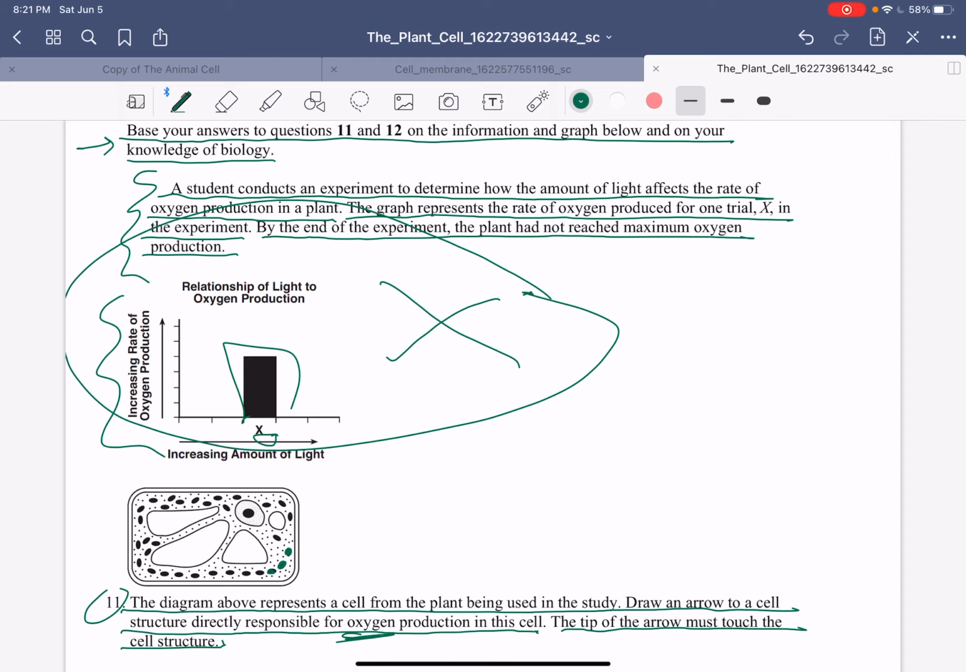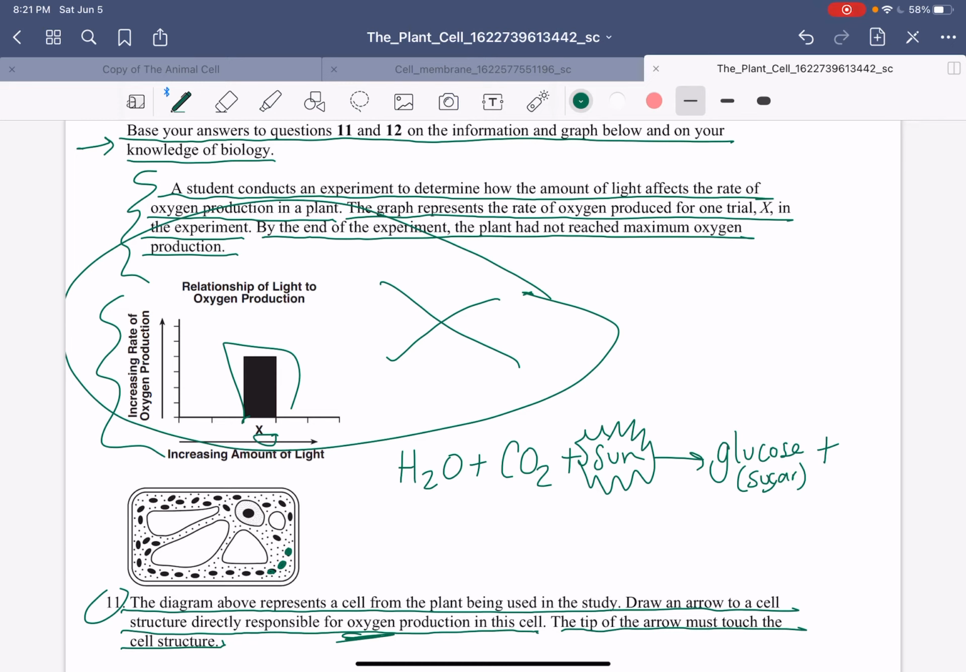Photosynthesis, let's do the photosynthesis formula real quick. Again, this is the next video, which is actually video number 6, because this is video number 5. You need water. You need carbon dioxide. You need the sun, solar energy, right? That gives you glucose, sugar, which is a carbohydrate. It also gives you oxygen, okay?